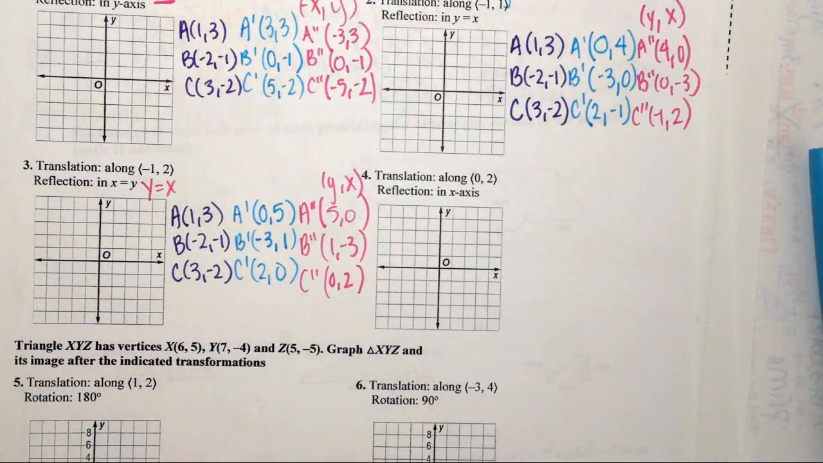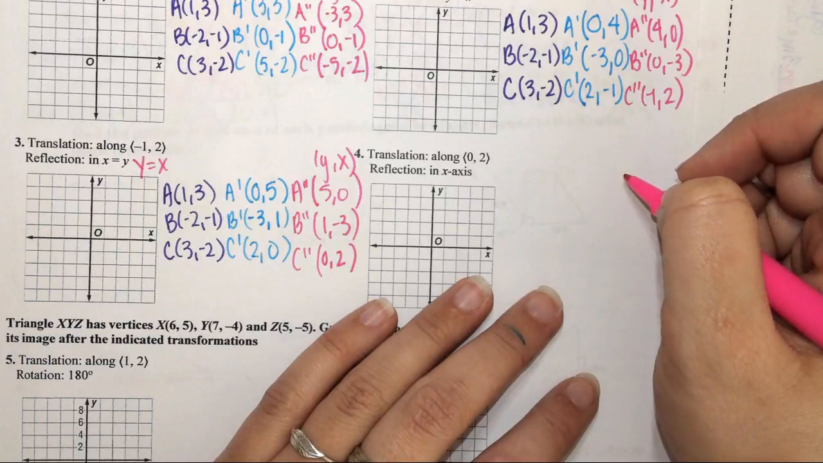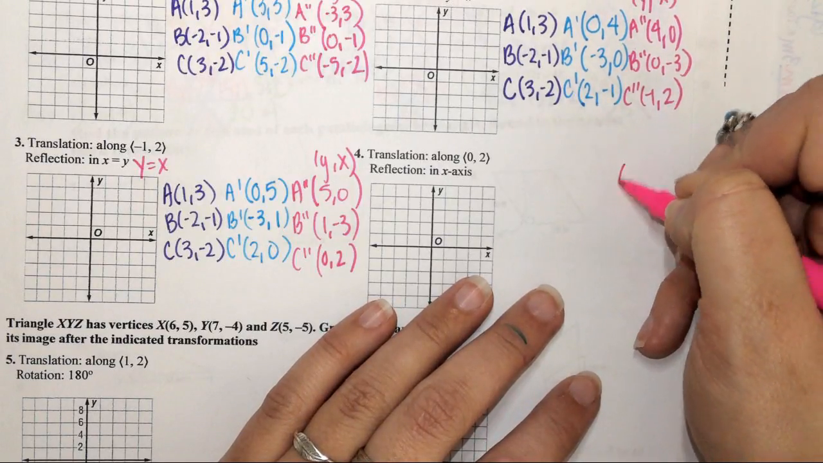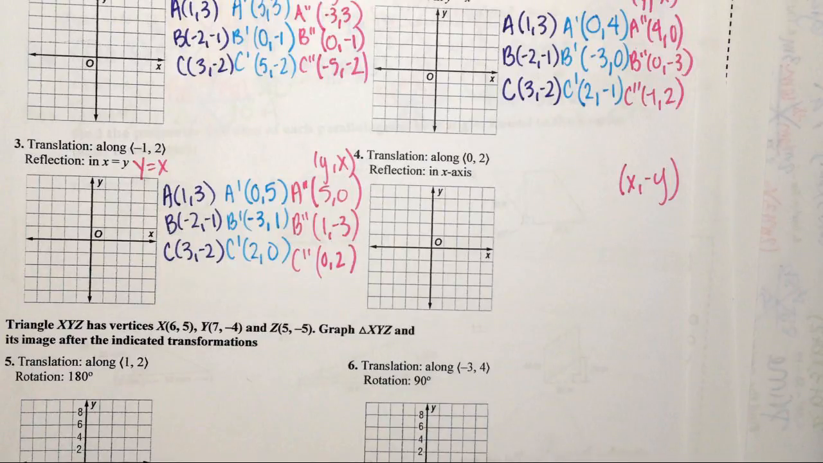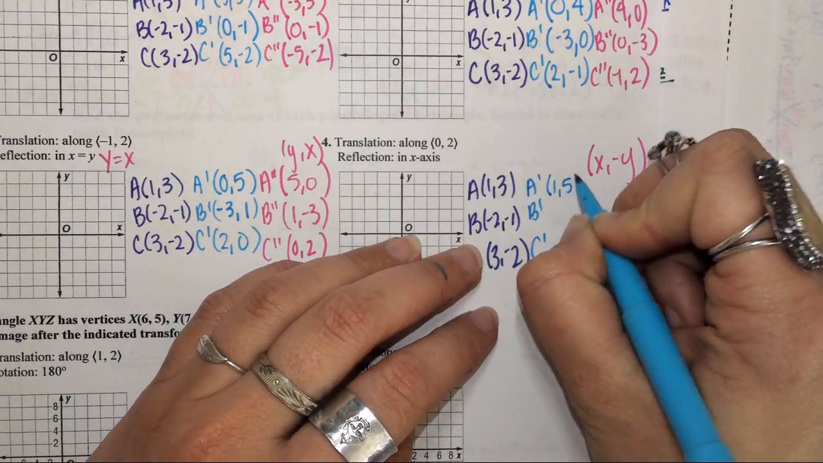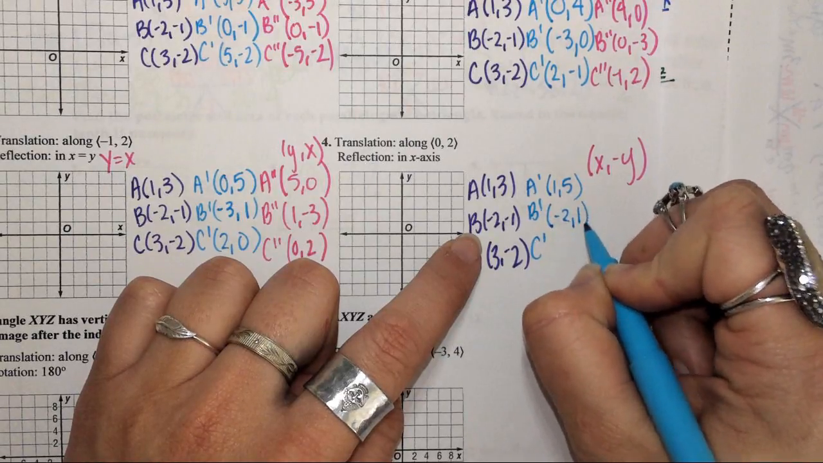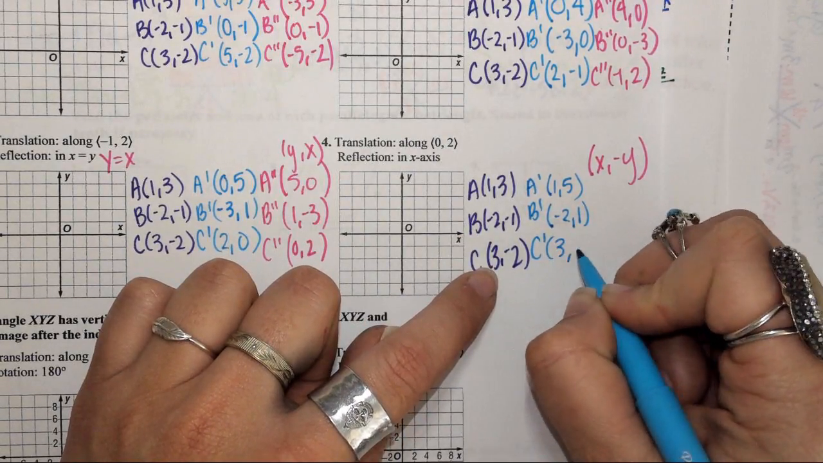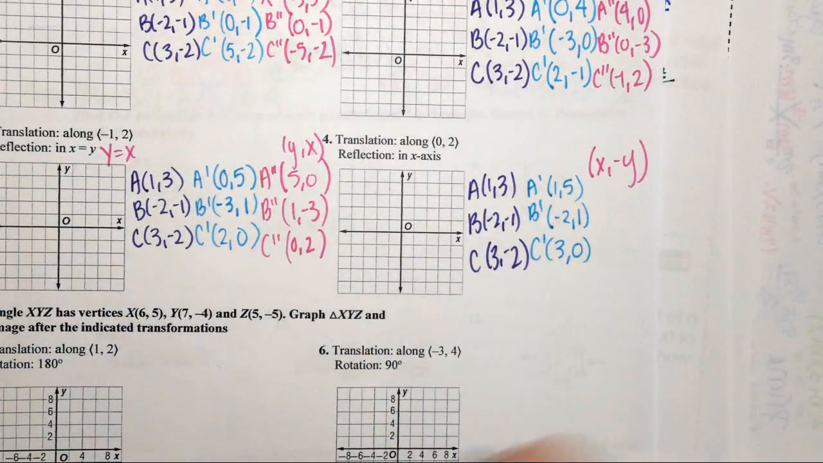All right, for number 4, it says reflect across the x-axis. So what are we going to change our points to? For the x-axis? x, negative y. Yep. All right, make sure those are finished. Let's go. Got the correct answer for A prime? So you got 1, -5, right? Yes. All right, then for B prime, you got -2, 1. For C prime, you got 3, 0. Right on. Now this, you don't swap them. You just change the sign of your y.